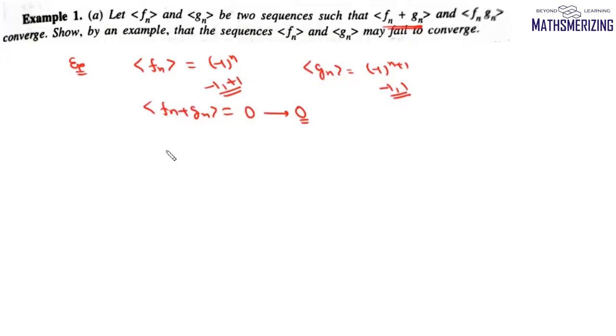Now considering the same example, if we take fn into gn, it will be minus 1 to the power 2n plus 1, which is simply minus 1. Now again it is a constant sequence. This constant sequence converges to minus 1, whereas both fn and gn fail to converge. So this is one such example.